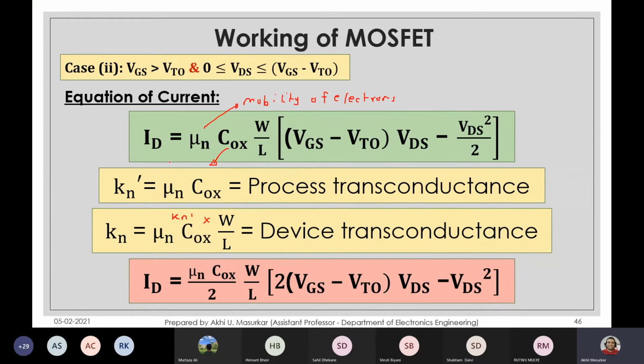So quickly write the equation for current in this region of operation. Come on. And while writing, if there are some small questions, I'll take it.